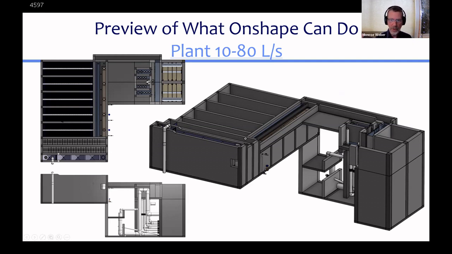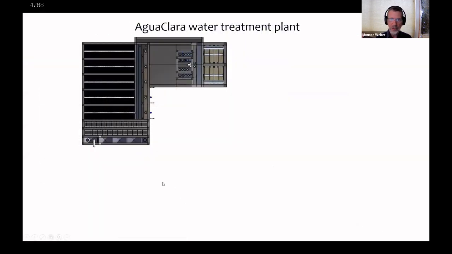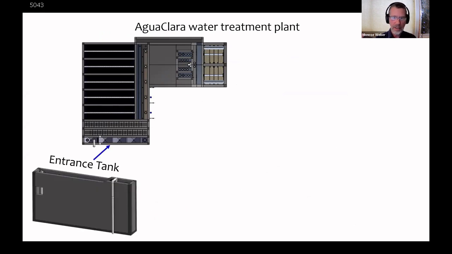Okay, so we're looking at this plant. We're looking at a top view here, an end view, and then the isometric view. And then let's go in and look at individual pieces. So there's the top view of the plant, and that plant has many subcomponents. So the first one I'll pull out is the entrance tank. And the entrance tank, if we open up the side, it looks like this. So you can see the internals in that tank.